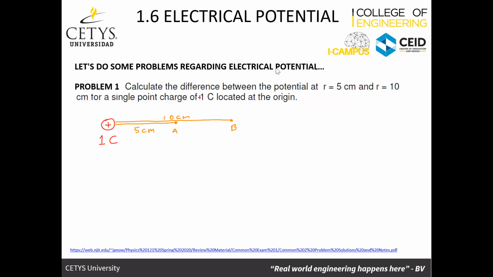So let's calculate each of those. We're going to calculate the potential at A, which is going to be KQ, the charge, divided by the distance at A. And so we know that K is the electrical constant.